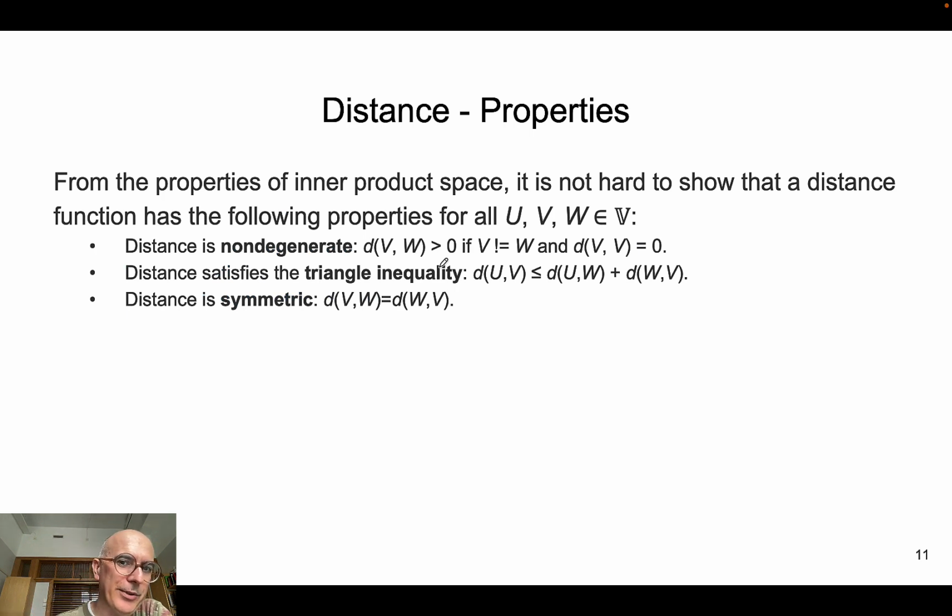It's probably no surprise to you at this point that we also need to satisfy a number of properties. Distance must be non-degenerate. It must satisfy the triangle inequality we had discussed briefly in the previous slides, and it must also be symmetric. So the distance between the first vector and the other vector must be equal to the distance of the other vector with the first vector.